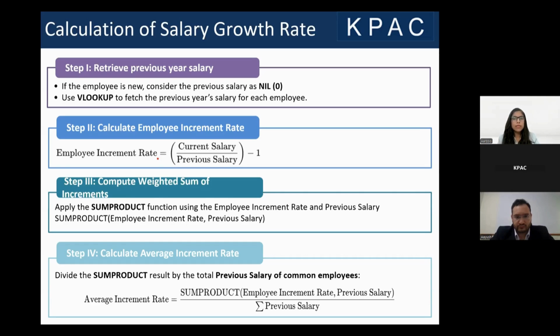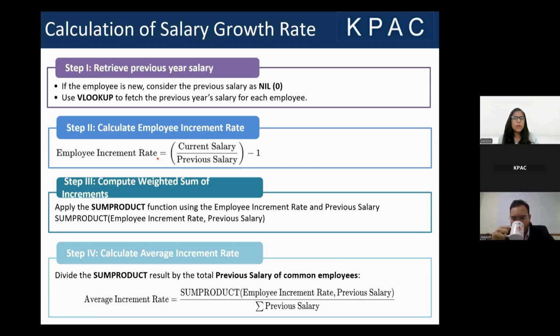Moving on to step 3, we need to compute the weighted sum of increments to ensure that the salary growth rate is assessed in proportion to their salaries. We achieve this by using the SUMPRODUCT function, which multiplies each employee's increment rate by their previous salary and then sums up these values. The formula for the sum product looks like this: SUMPRODUCT of employee increment rate and the previous salary.